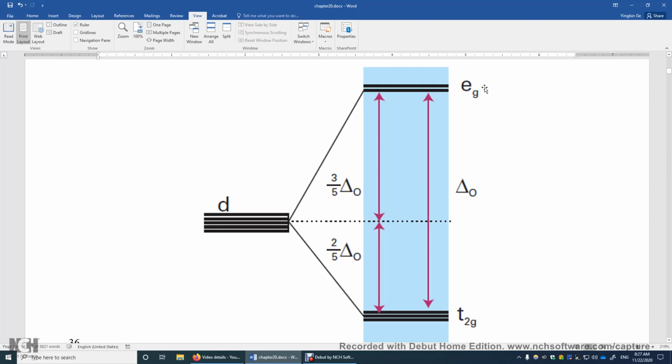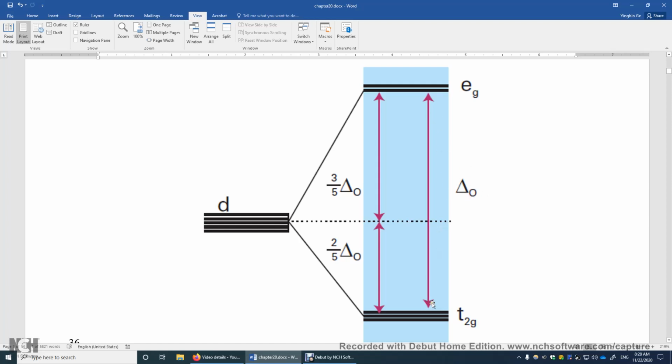Now, quantitatively, we're going to call this the barycenter. Barycenter comes from a Greek word for the center of mass. So we're just going to arbitrarily call this the center of the energy, all right? And then we want to say the difference between eg and t2g is delta O. O stands for octahedral. Delta means the difference. So that's the energy difference in an octahedral complex.